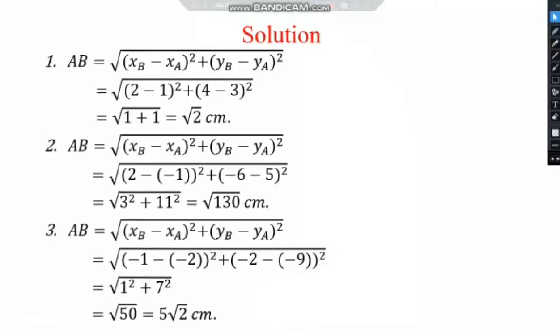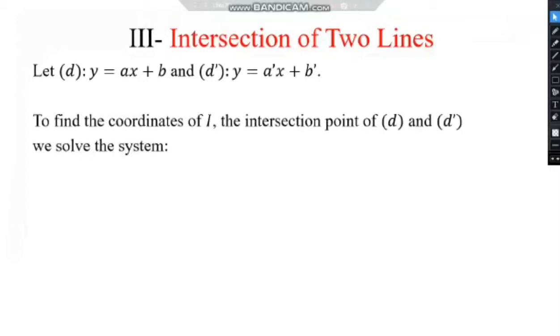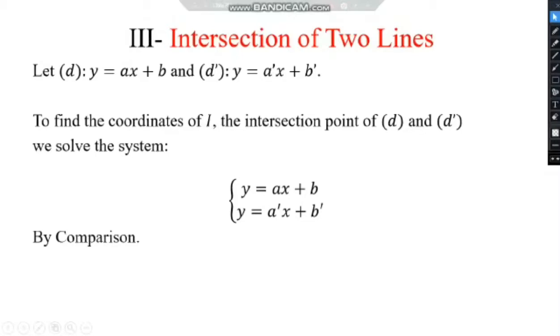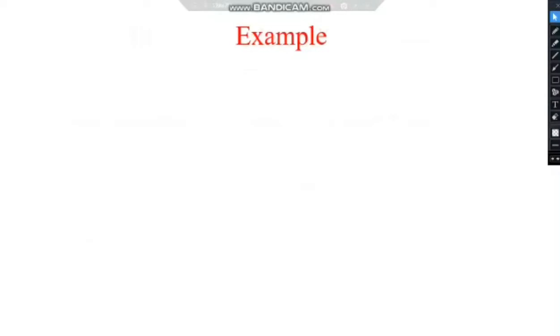Finally, we are going to explain how to find the coordinates of the point of intersection of two lines. Let D of equation y equal to ax plus b and D prime of equation y equal to a prime x plus b prime. To find the coordinates of the point of intersection of D and D prime, we solve this system: y equal to ax plus b, y equal to a prime x plus b prime, using the easiest method, which is by comparison. Here the slope a and b, the y-intercept, the slope a prime and b prime, the y-intercept for D prime, are all given.